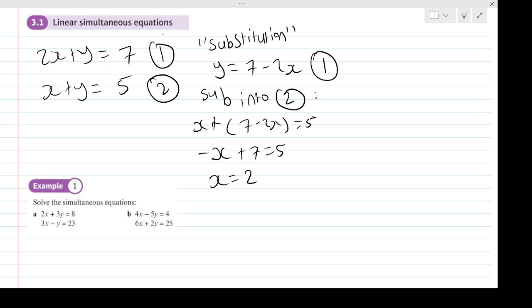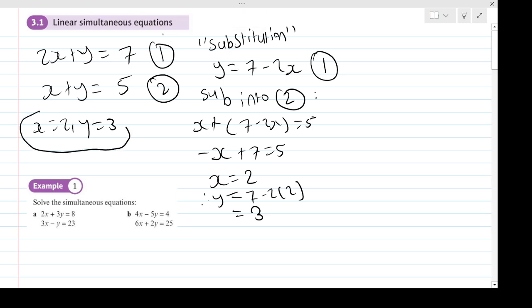But now that we know what x is, we know what y is in terms of x. That's our substitution here. Therefore, we can say y is 7 minus 2 lots of 2. That's 7 minus 4, which is 3. Therefore, we have a unique solution: x is 2, y is 3. The whole idea is that these values are the only values that make both equations correct. So they solve both equations.